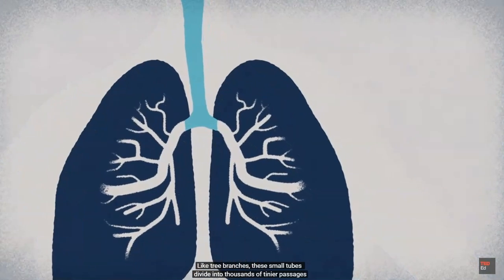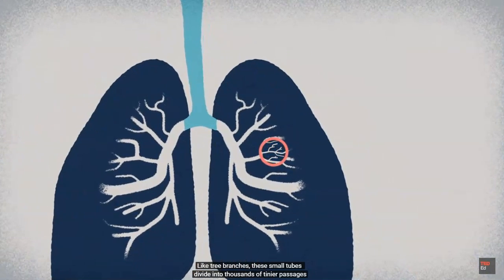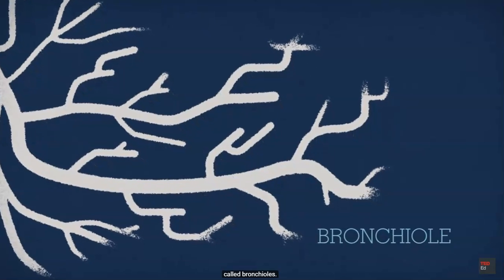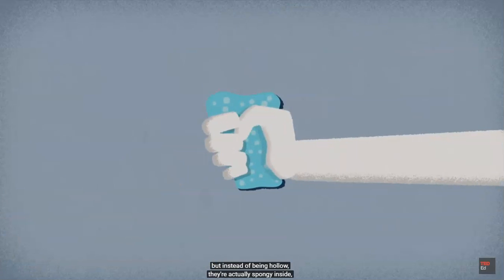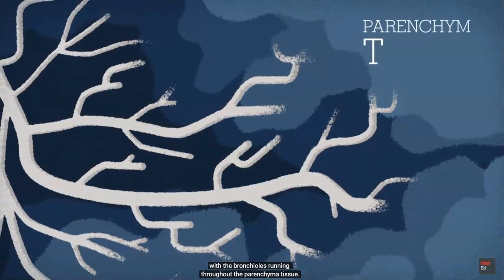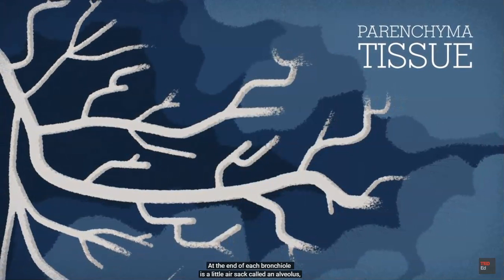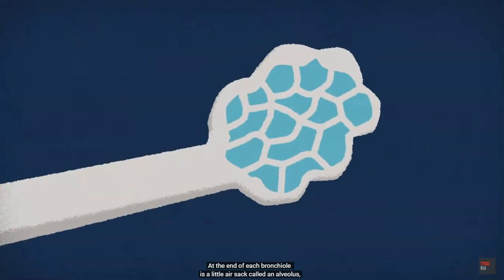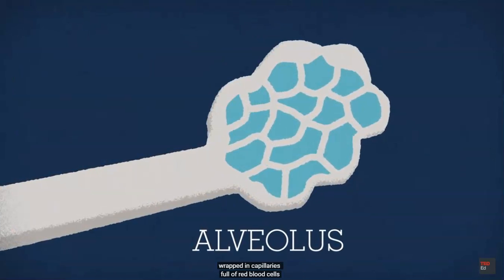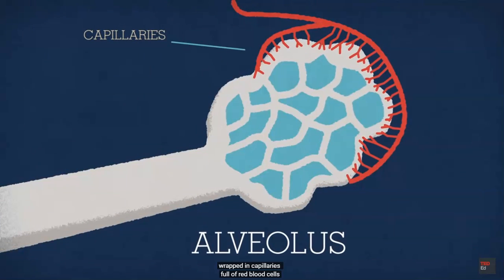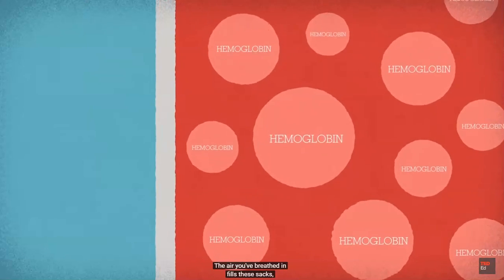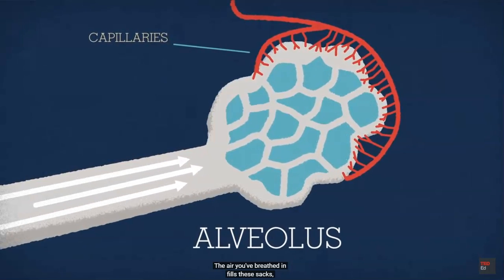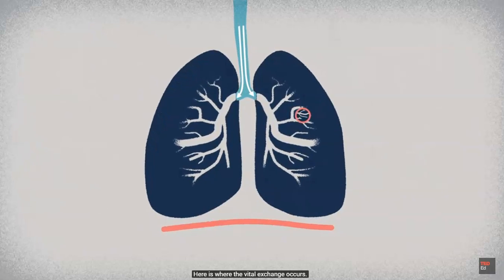Like tree branches, these small tubes divide into thousands of tinier passages, called bronchioles. It's tempting to think of the lungs as huge balloons, but instead of being hollow, they're actually spongy inside, with the bronchioles running throughout the parenchyma tissue. At the end of each bronchiole is a little air sac called an alveolus, wrapped in capillaries full of red blood cells containing special proteins called hemoglobin. The air you've breathed in fills these sacs, causing the lungs to inflate.